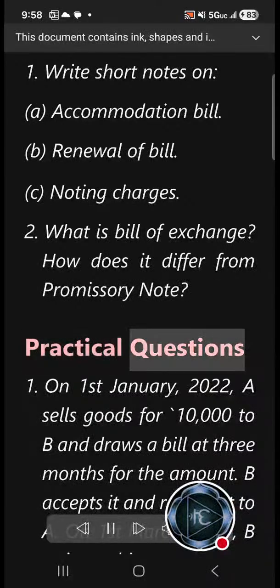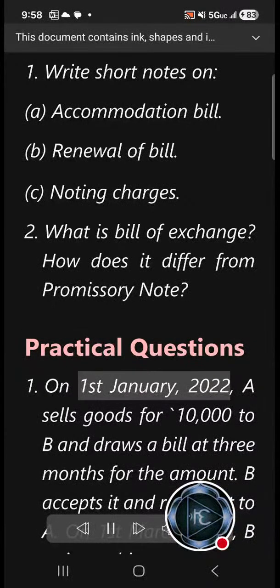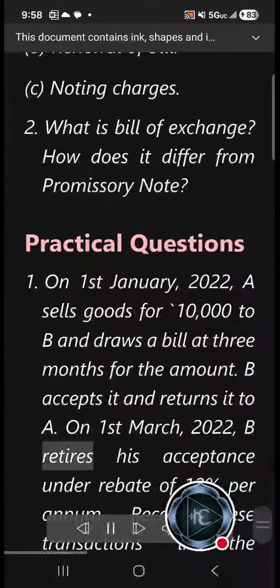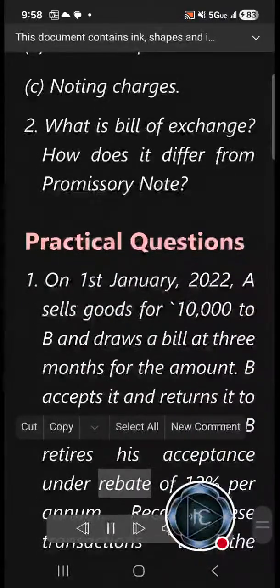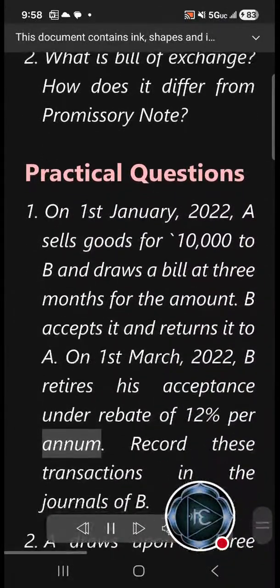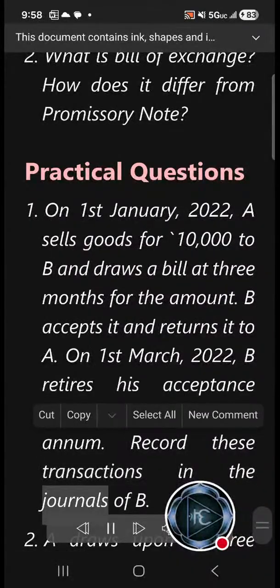Practical questions. On January 1st, 2022, A sells goods for $10,000 to B and draws a bill at 3 months for the amount. B accepts it and returns it to A. On March 1st, 2022, B retires his acceptance under rebate of 12% per annum. Record these transactions in the journals of B.